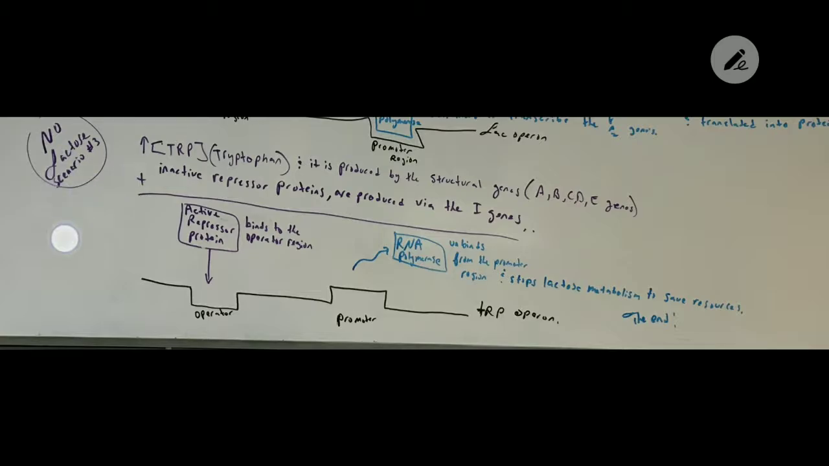Scenario 3 is no lactose. So we need a way to turn off the system to save resources. The way to do that is that tryptophan, or TRP, concentrations go up, and it is very important to know that it is produced by the structural genes, specifically the A, B, C, D, E genes. The tryptophan binds with the inactive repressor proteins. Just know that the inactive repressor proteins are made via the I genes.